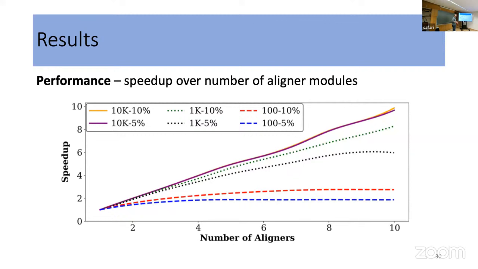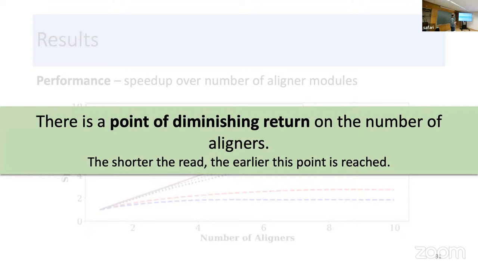basically proportional. So from that, we gather that there is a point of diminishing return for the number of aligners, and the shorter the read, the earlier this point is reached. But for these very big reads, it is still very much profitable to use more aligners.